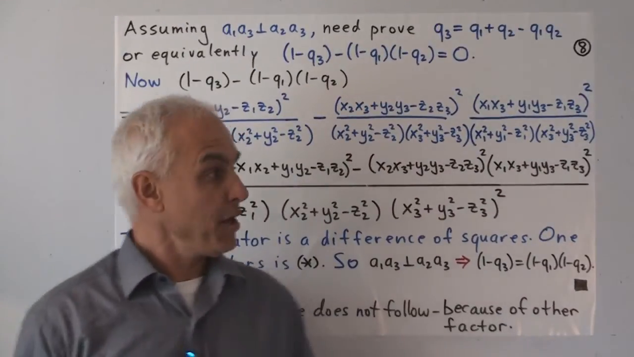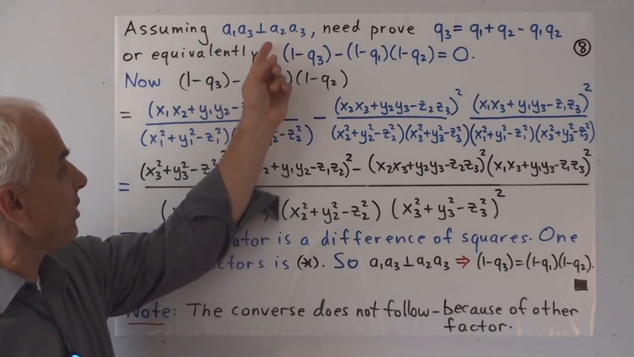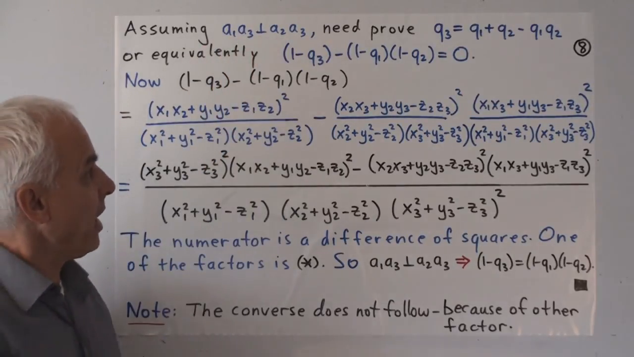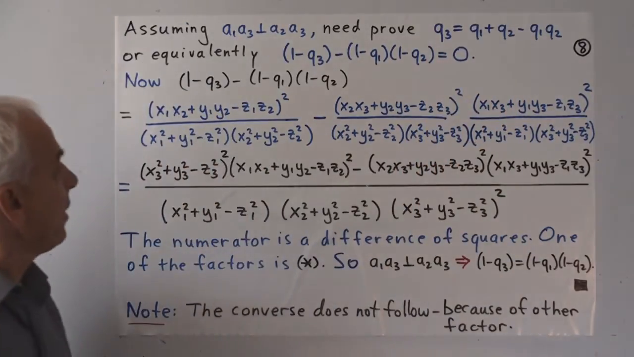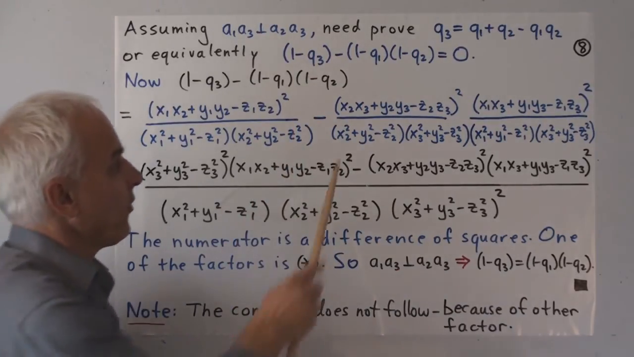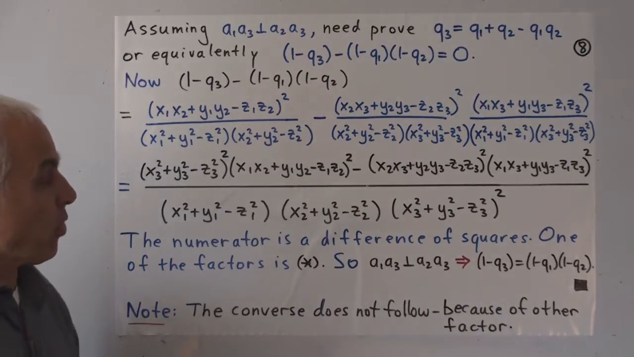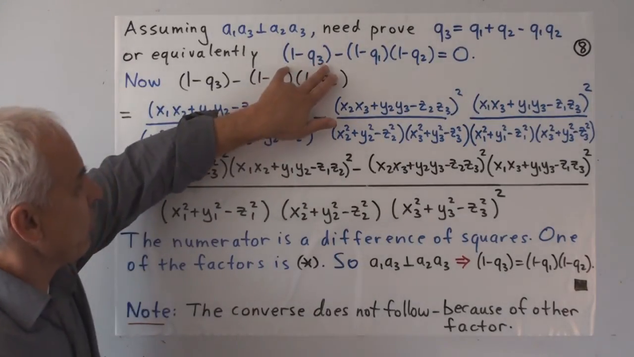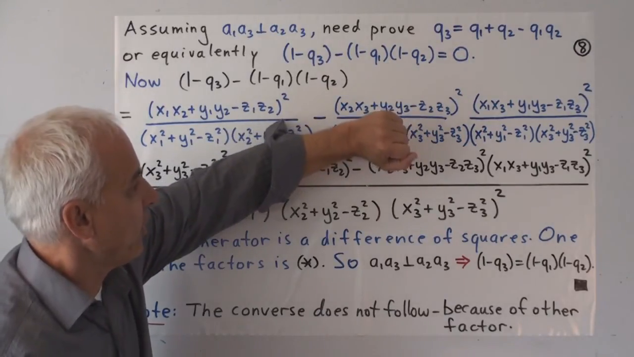All right, so here now is again what we have to prove. We're assuming A1 A3 is perpendicular to A2 A3, and we need to prove that Q3 equals Q1 plus Q2 minus Q1 Q2. Or equivalently, that 1 minus Q3 equals 1 minus Q1 times 1 minus Q2. Or equivalently, that the difference between 1 minus Q3 and the product 1 minus Q1 times 1 minus Q2 is 0.